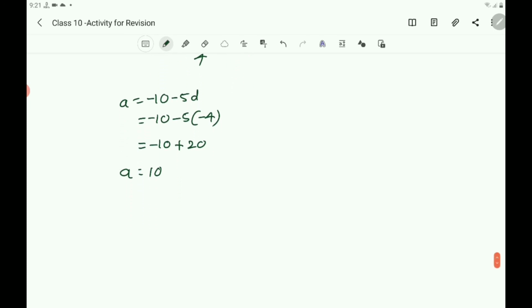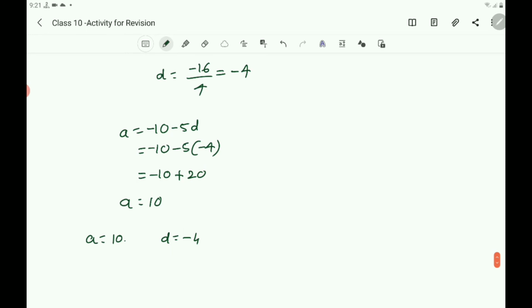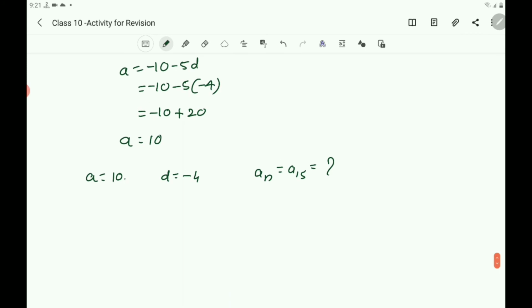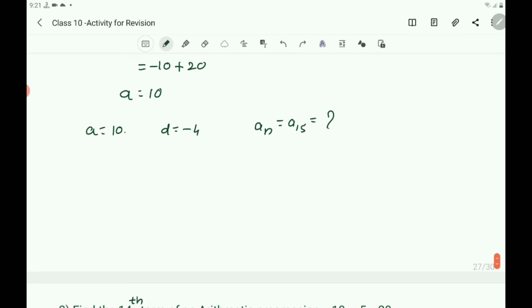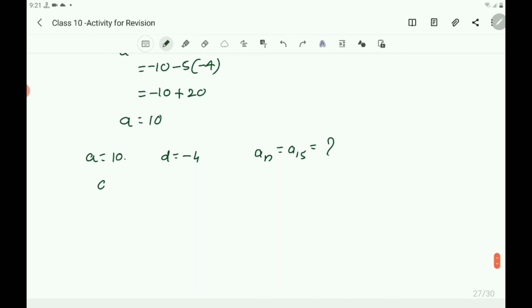Then you write the formula for An. An equals A plus N minus 1 into D. That is to find A15. Before that you write here A equals 10. D equals minus 4 you got. Then An equals A15 equals question mark. So in the place of N that is 15. What you have to find out? A15.